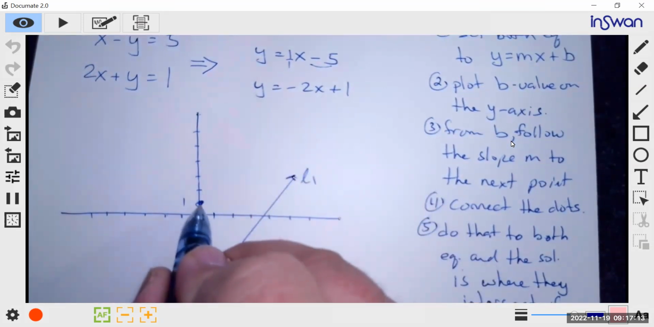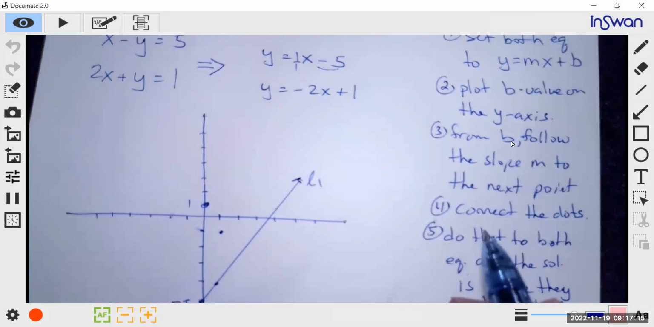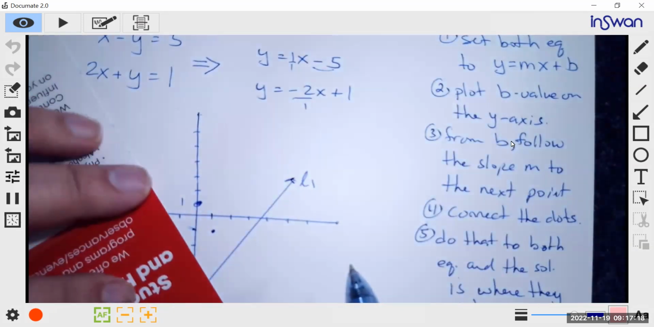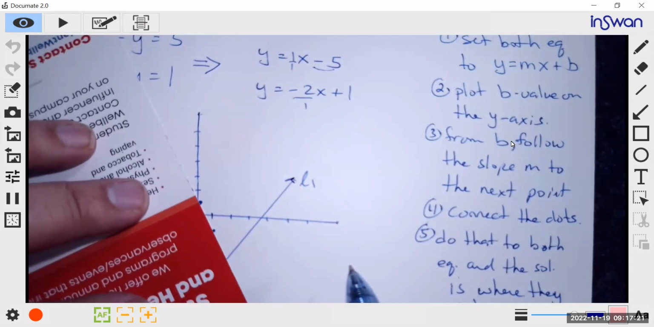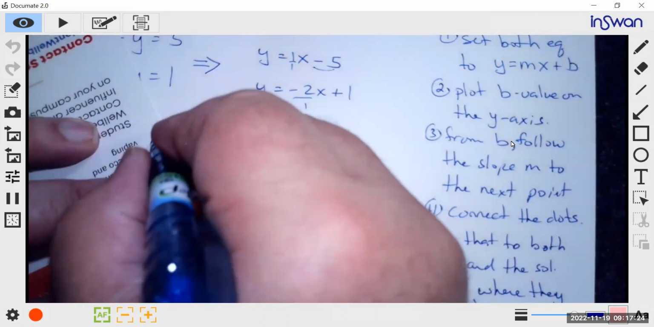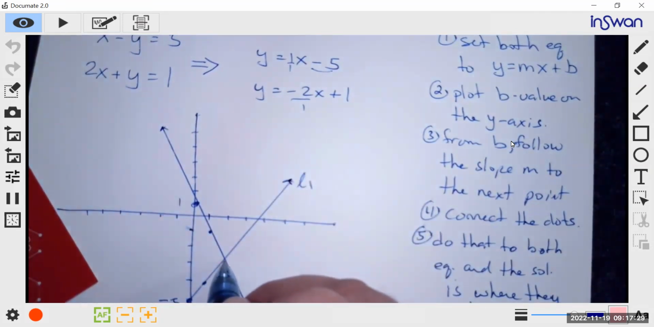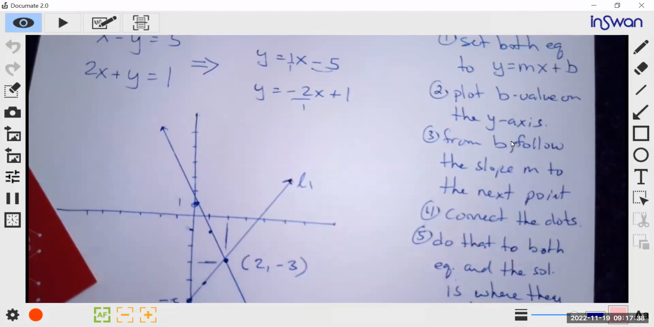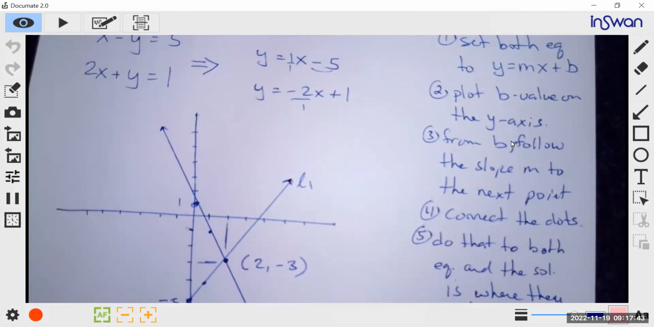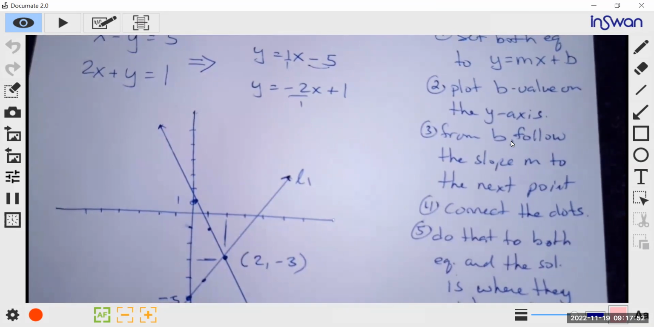Now the second one. Positive 1, down 2 over 1. This is that slope. So we roughly see the intercept is at 2, -3. And that's our solution, if it's accurate. All right, so that's graphing.